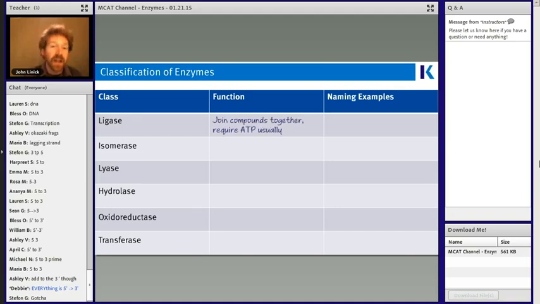So as we said, it joins compounds together. Generally, it requires ATP to do so. Same thing's true when we talk about DNA ligase. A classic example would be, of course, ligase.